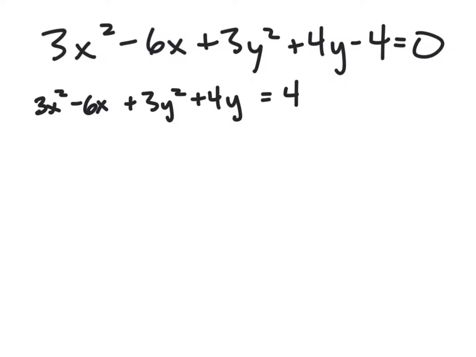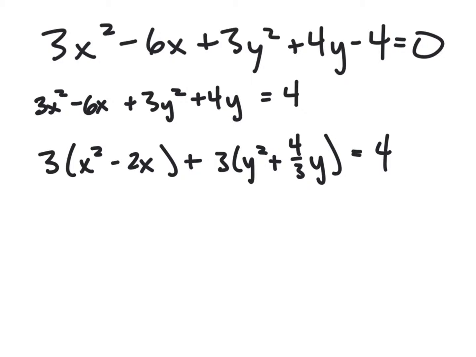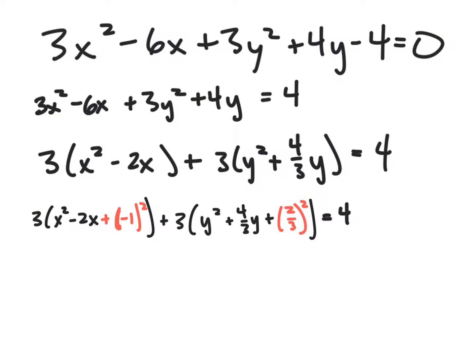All right, very first step is get the 4 on the other side since that's my only constant. The next step is factor out those leading coefficients of x squared and y squared. All right, so next we're going to complete the square by adding half that middle term squared. So half of negative 2 is negative 1 squared. Half of 4/3 is 2/3 squared. And then remember that we have to multiply by these coefficients outside as well, so we're actually going to add 3 times negative 1 squared, which is 1, and 3 times 2/3 squared, which is 4/9.